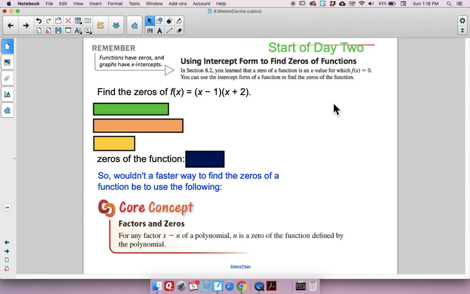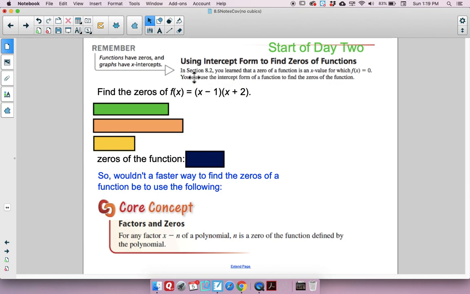All right, so remember, functions have zeros and graphs have x-intercepts. But remember, when we say what are the zeros of the function, what are we asking for? We're asking for what the x-intercepts would be of the graph. So they're basically meaning the same thing. If you're asked to find the zeros of a function, like in this problem, doesn't that mean we're just finding what the x-intercepts are?